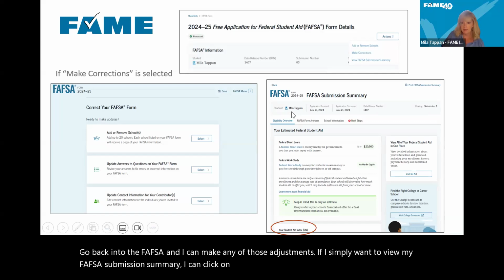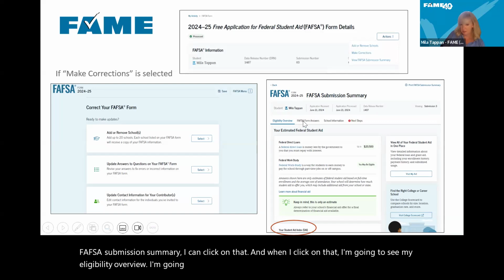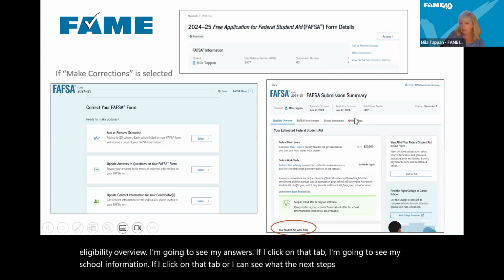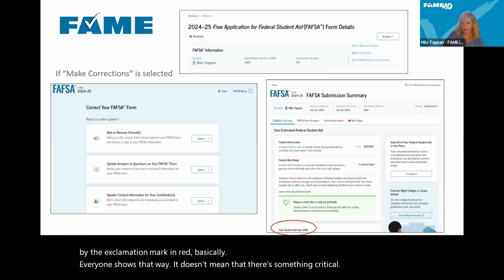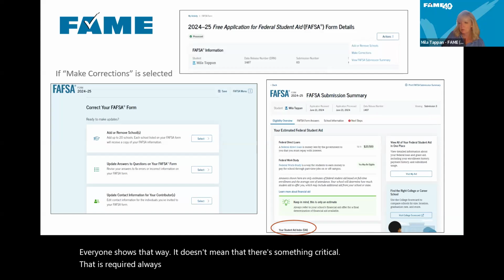And when I click on that, I'm going to see my eligibility overview. I'm going to see my answers if I click on that tab. I'm going to see my school information if I click on that tab, or I can see what the next steps are. Don't be panicked by the exclamation mark in red, basically. Everyone shows that way. It doesn't mean that there's something critical that is required. Always check next steps, but don't view that as a warning that there's something wrong, okay?